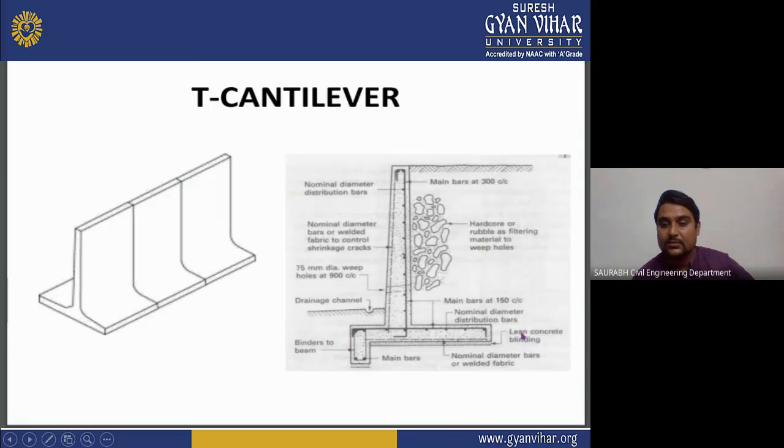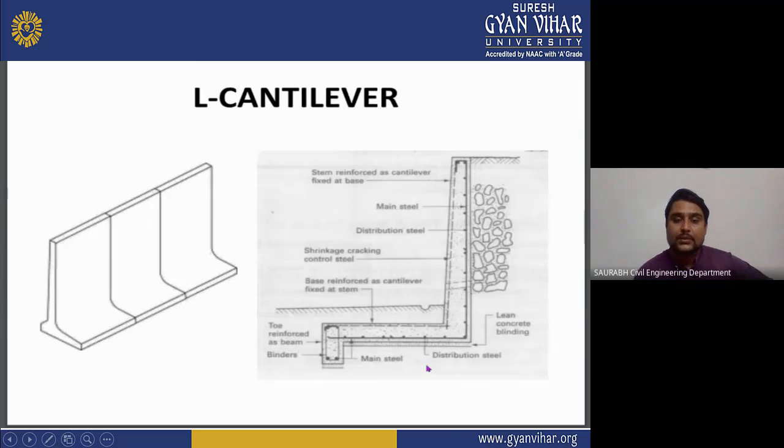And this is your lean concrete binding, which works as the platform for this base, and this is your nominal diameter bar or welded fabric. So now we will see the shape of the L-shaped cantilever wall. As you can see, the cross section of this wall looks like an L.